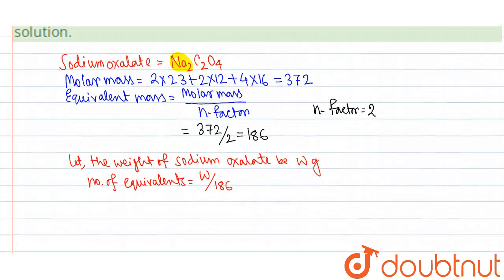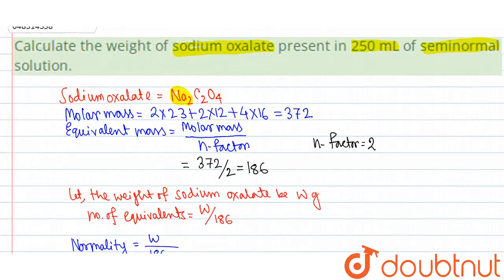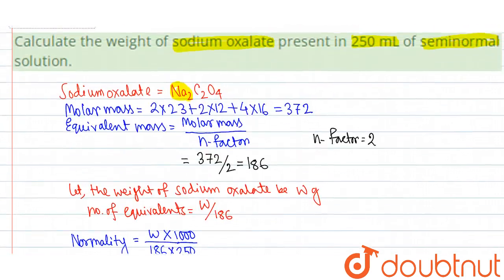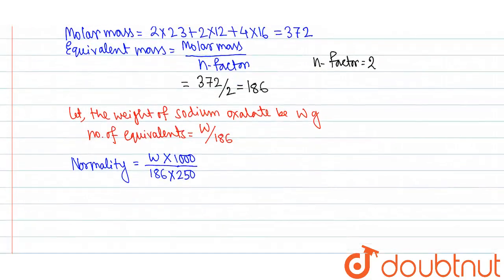Now what is normality? We know normality is the number of equivalents of solute dissolved per 1000 ml of solution. So number of equivalents here is W by 67, and volume of solution is given as 250 ml. So into 250, now here we have to multiply this with 1000. So now this is the normality. Now according to the question, the normality is semi-normal, that means 1 by 2.